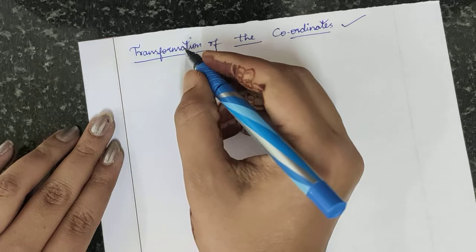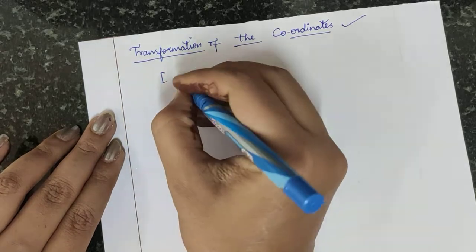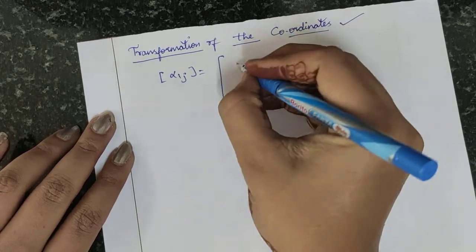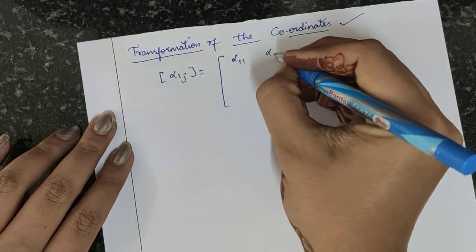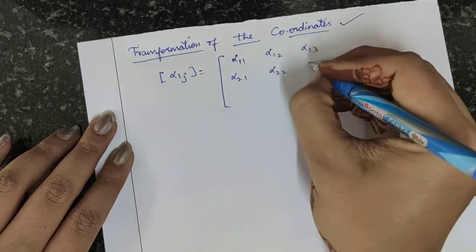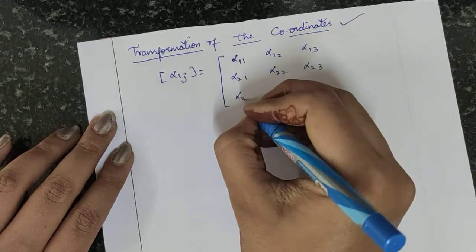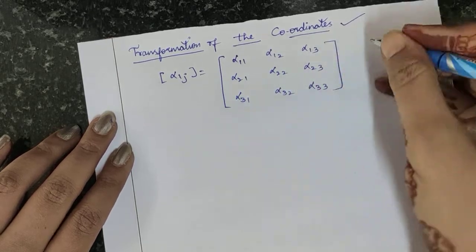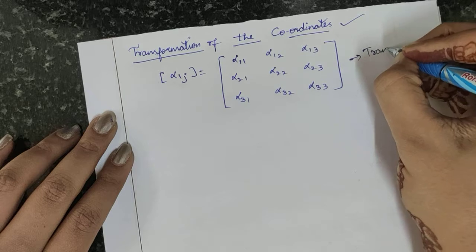So the transformation matrix will be in the form of alpha ij, where I can denote that as alpha 11, alpha 12, alpha 13, alpha 21, alpha 22, alpha 23, alpha 31, alpha 32, alpha 33. This is nothing but the transformation matrix, right?